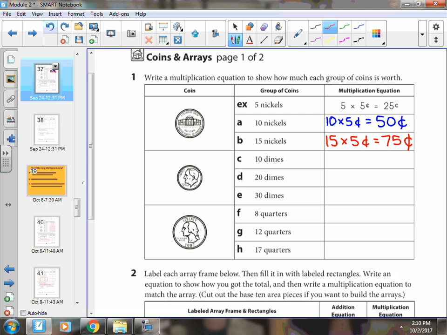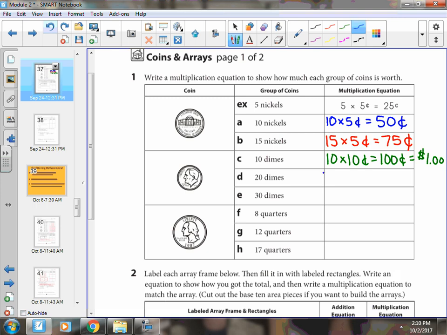The next section, dimes. If I have 10 dimes times 10 cents per dime, and that's 100 cents. Most people would write 100 cents like this, $1. 100 cents is the same as $1.